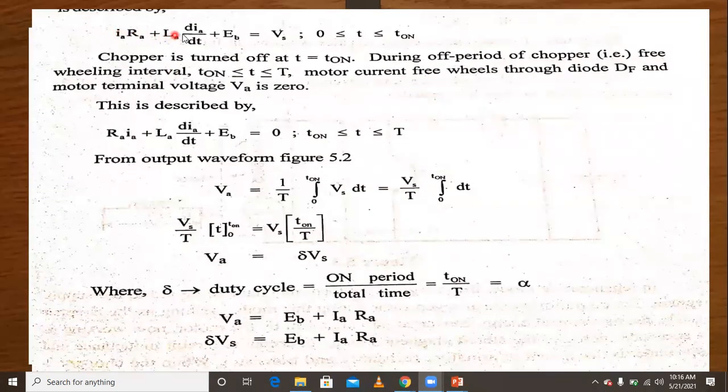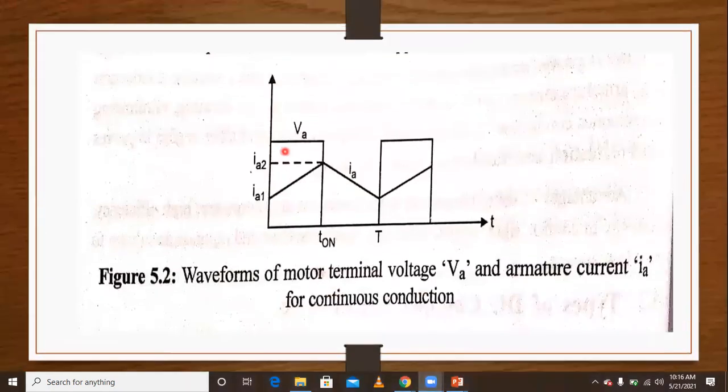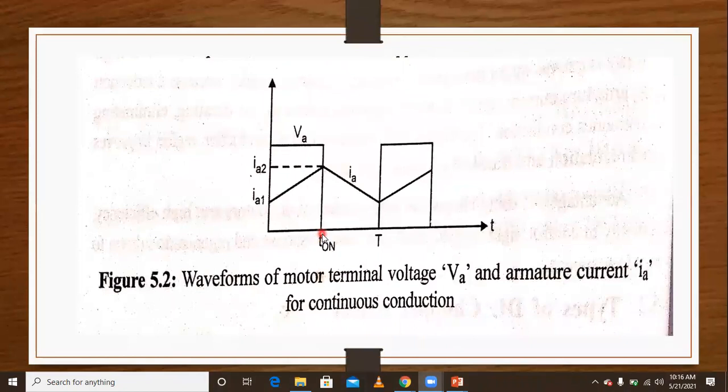So IA into RA plus LA into di by dt plus EB is equal to VS, in this region, 0 less than or equal to t less than or equal to Ton. Understood? The chopper is turned off at t equal to Ton.